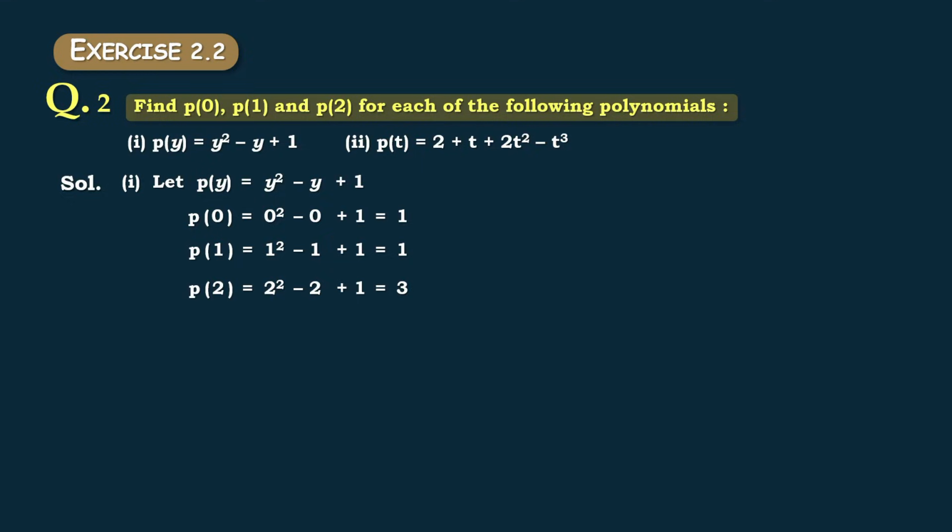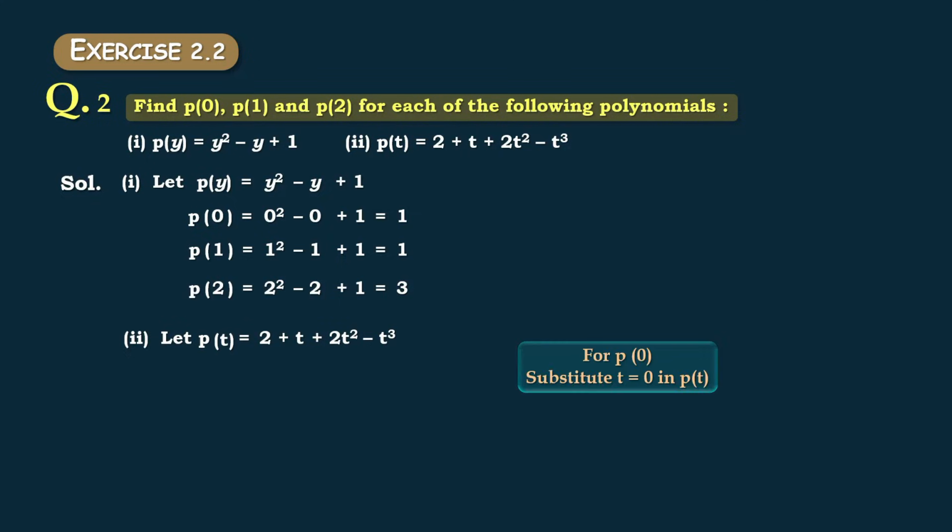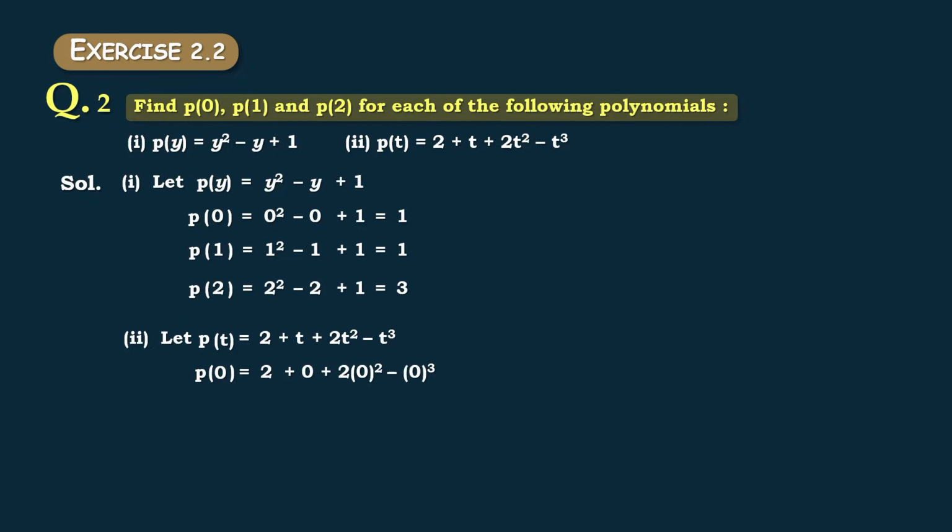Second polynomial. The given polynomial is 2 plus t plus 2 times the square of t minus the cube of t. Let us now evaluate this polynomial. Value at 0. Substitute 0 in place of t. 2 plus 0 is 2. 0 squared and 0 cubed are both 0. So, the result remains 2. The value of the polynomial at 0 is 2.